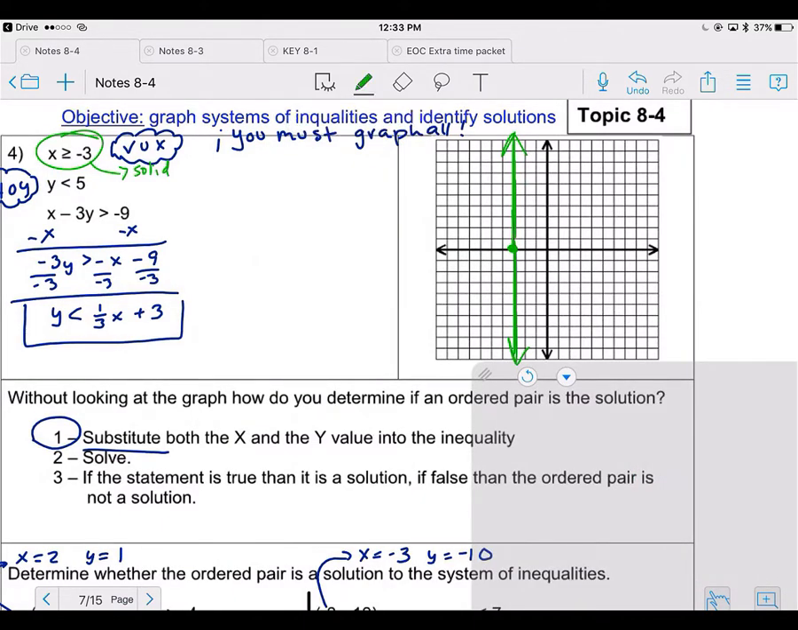And then for my shading, x is greater than negative 3, 0 is greater than negative 3, having no money is greater than owing money. So I will shade to the right.